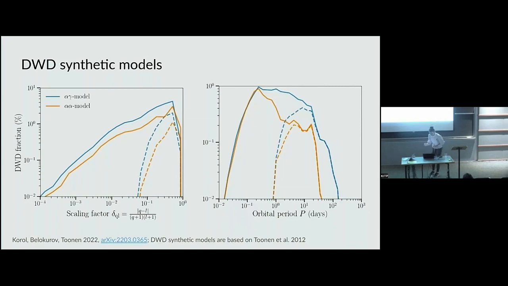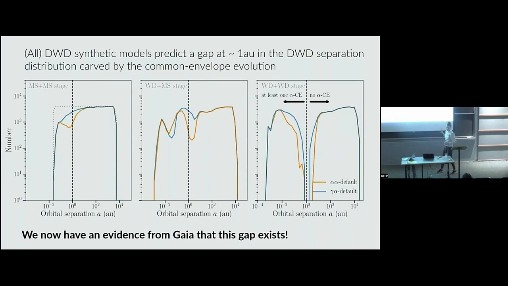To explain why, I have to show you the full evolution picture for these binaries. When we start on the main sequence, say we start with a flat orbital separation distribution. As we look at the snapshot at the white dwarf main sequence stage, half of the distribution starts moving towards shorter separation. That's because one of the stars expands and interacts with the secondary. As we go to the double white dwarf stage, this distribution splits in two. On the left, we have binaries that have interacted and experienced at least one alpha common envelope. On the right, we have binaries that have never experienced a common envelope.